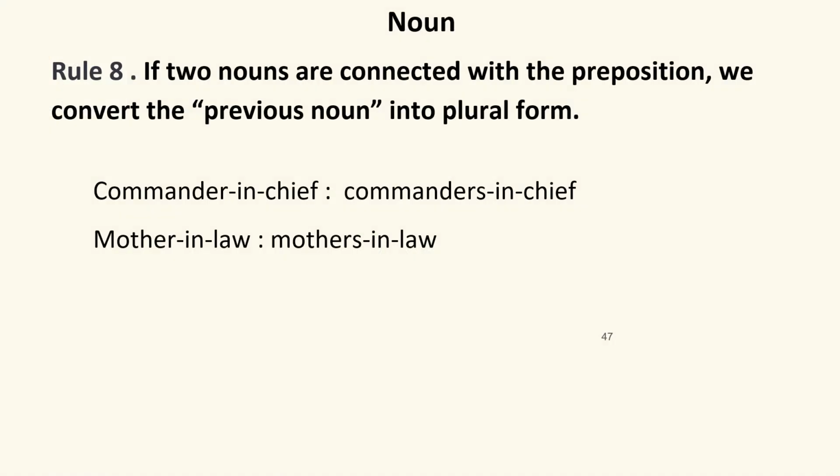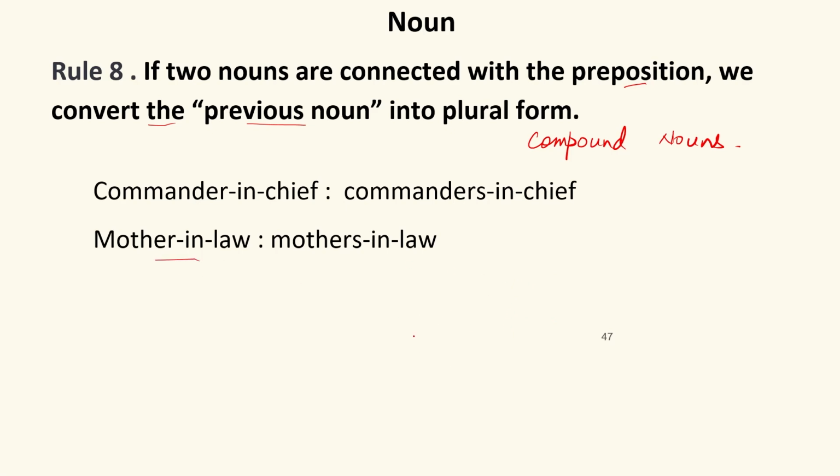Now here we have another rule of noun. If two nouns are connected with the preposition, we convert the previous noun. Now what does it mean? Suppose we have to convert a singular noun into plural form and we have compound nouns. It is a concept of compound noun. Now what are compound nouns? Compound nouns are actually when two nouns are connected with each other with the help of a preposition. For example, if I say mother-in-law, so this is a compound noun.